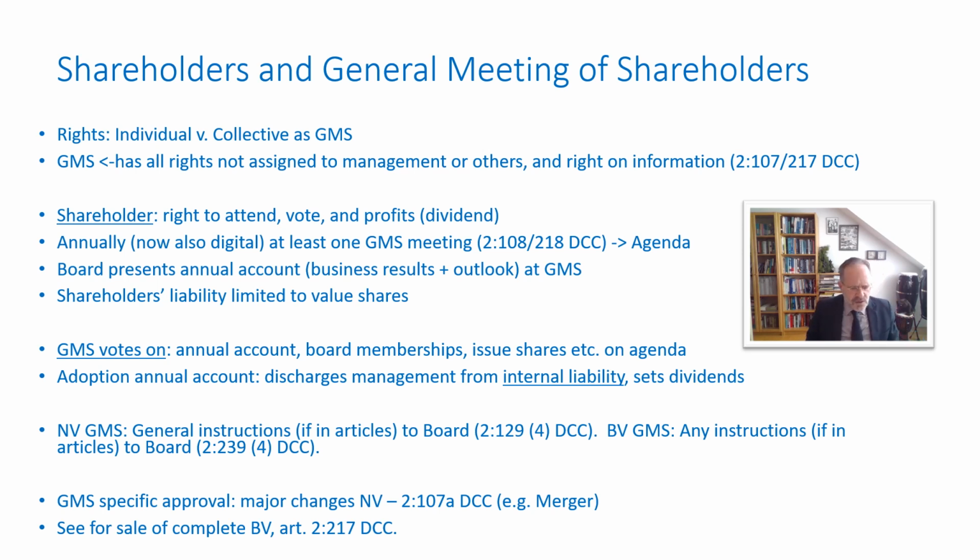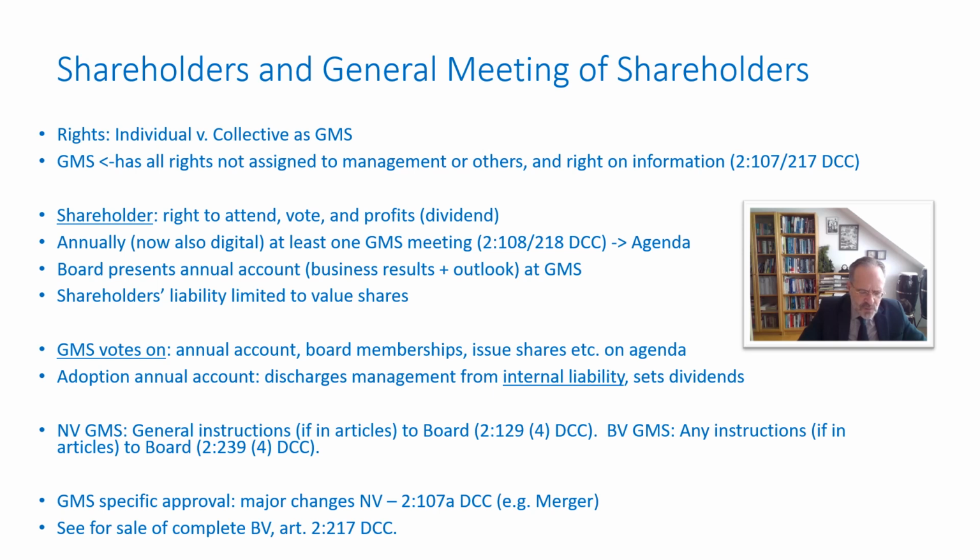Now, can the shareholders influence the management by giving the management instructions? That is differently regulated for the BV and the NV. At the level of the NV, the instructions of the general meeting can only be general. At the BV, they could be more detailed, provided that the right to provide instructions is stated in the articles.